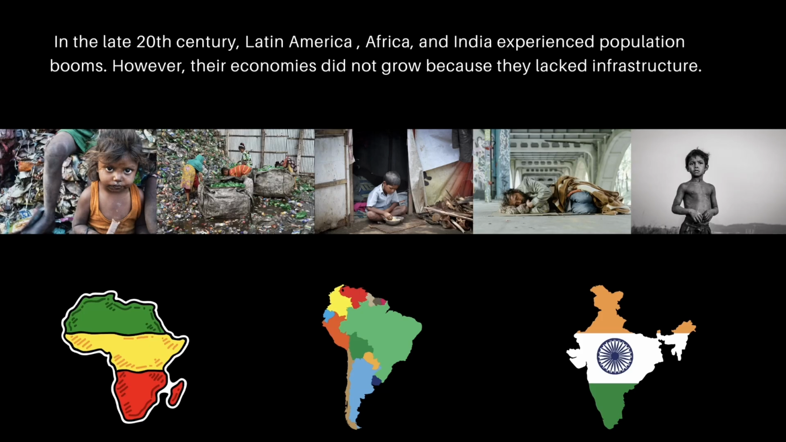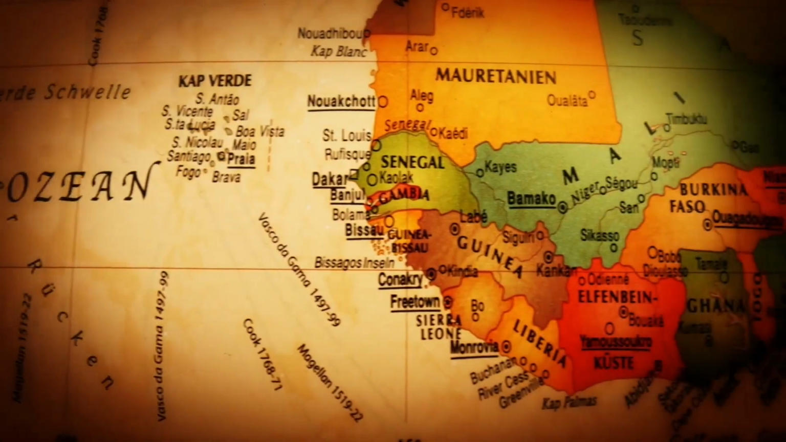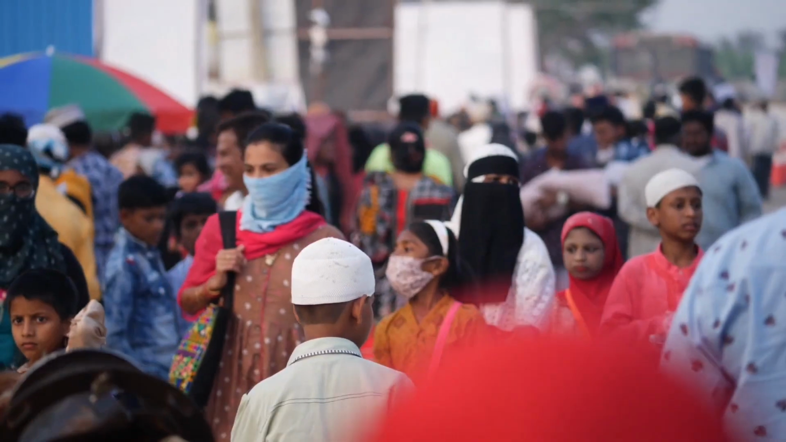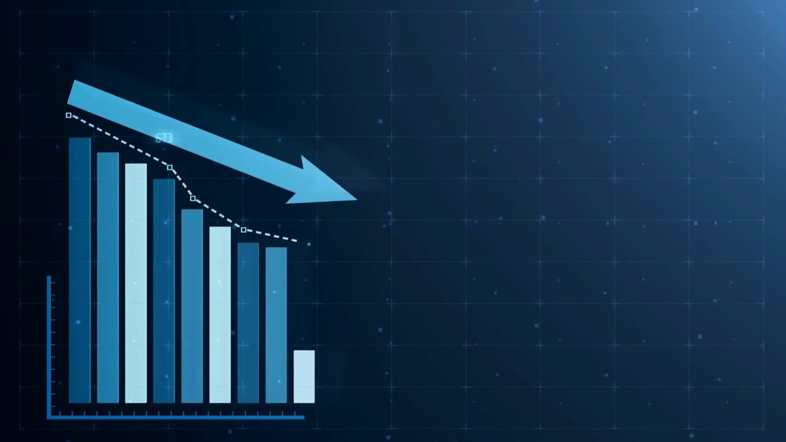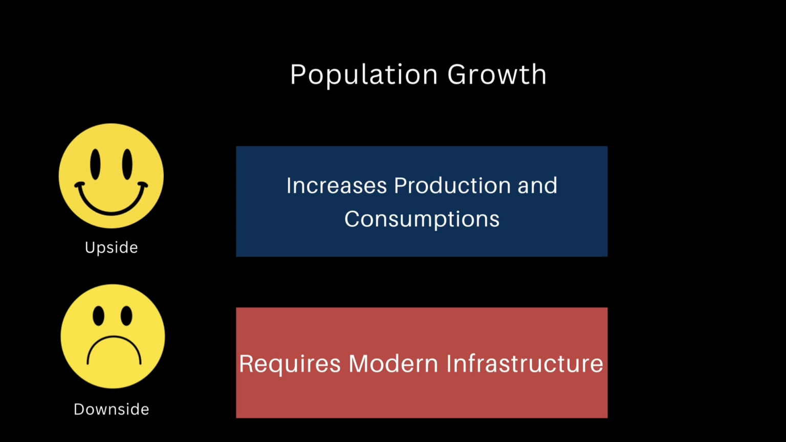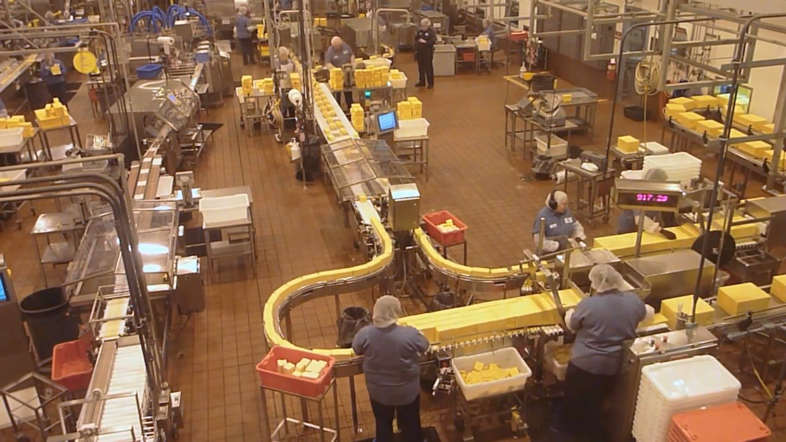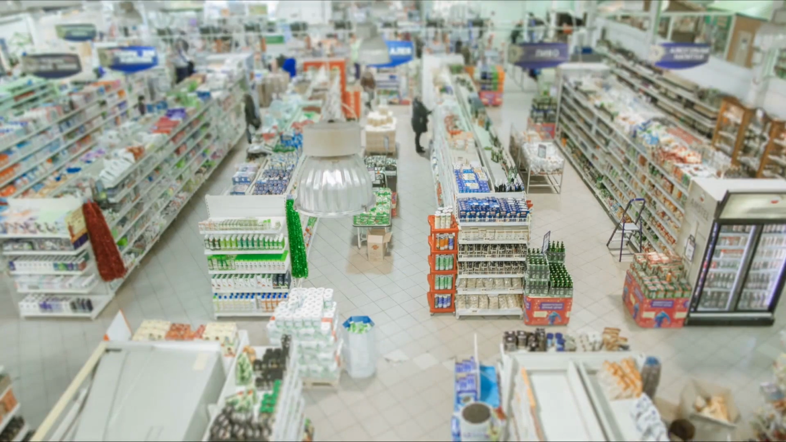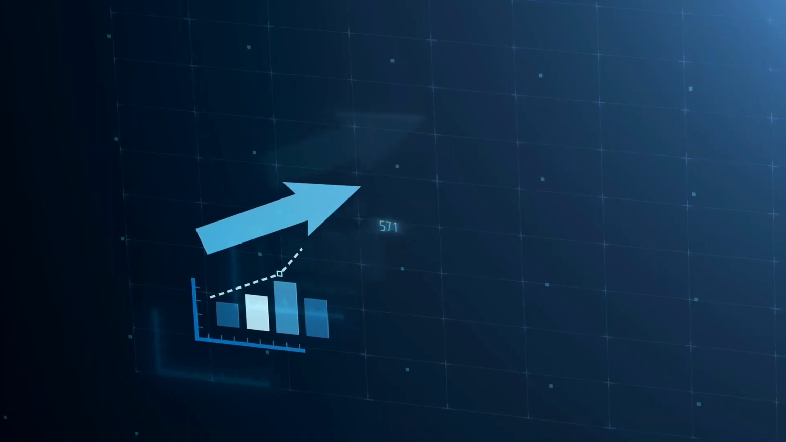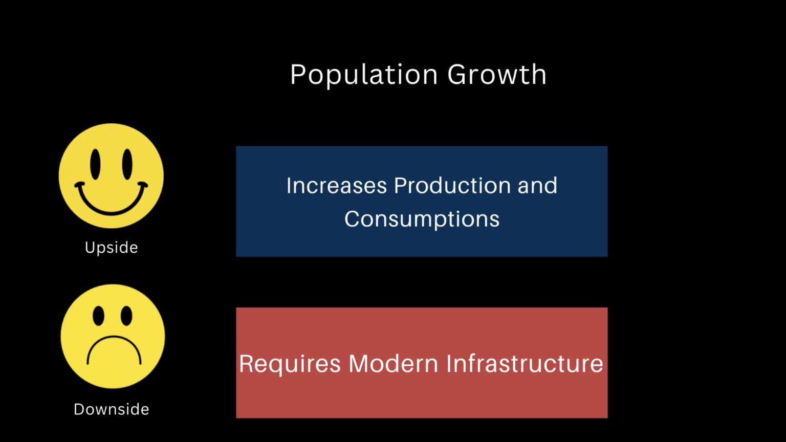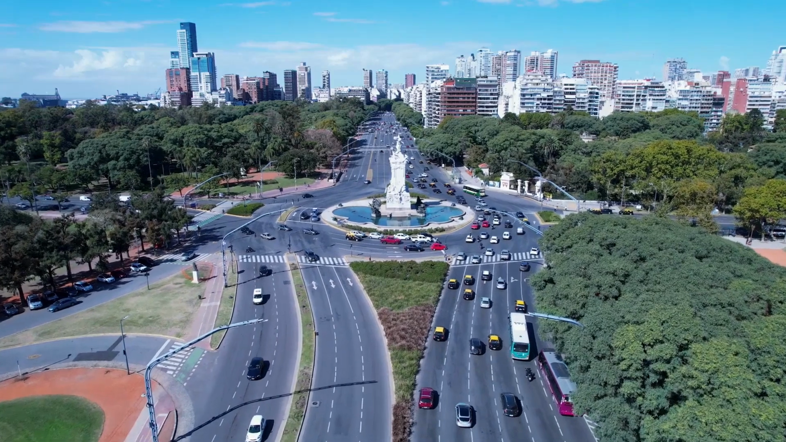In the late 20th century, Latin America, Africa, and India experienced population booms. However, their economies did not grow because they lacked infrastructure. Population growth alone is not enough to get investors interested. There must be enough infrastructure to generate GDP growth. The upside to population growth is an increase in production and an increase in consumption, which usually leads to more GDP. But the downside is that it does require modern infrastructure.